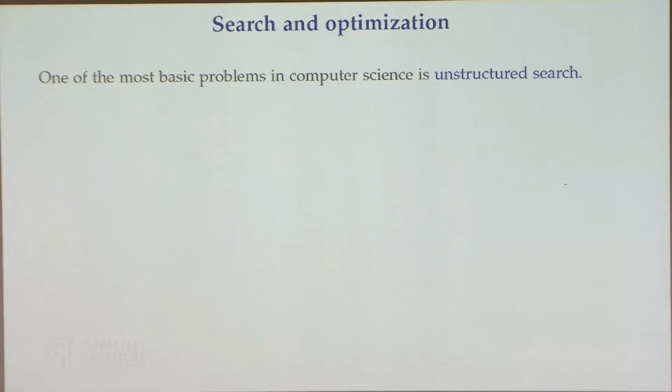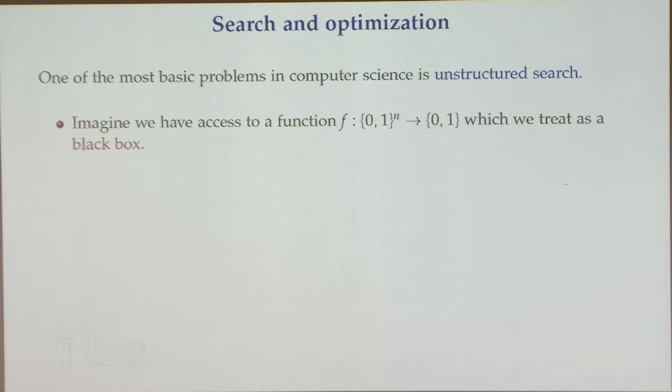Okay, so I'm already running out of time, but I just want to get onto a couple of different topics still. And the first one I guess I want to consider is search and optimization problems. So unstructured search is really one of the most basic problems in computer science.